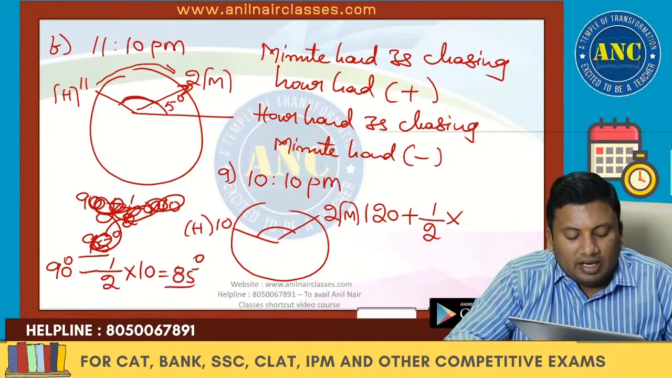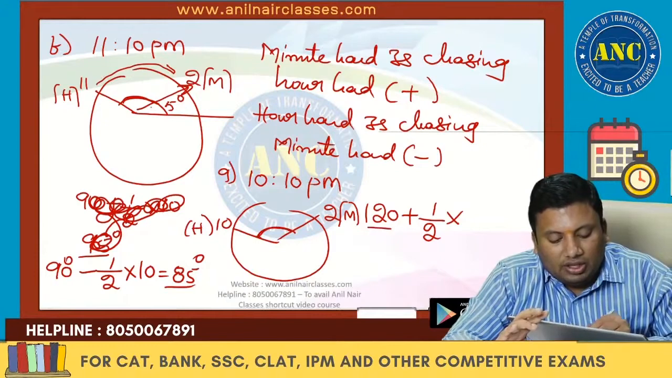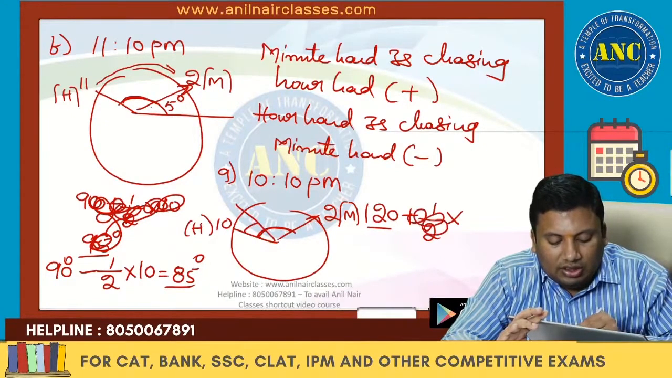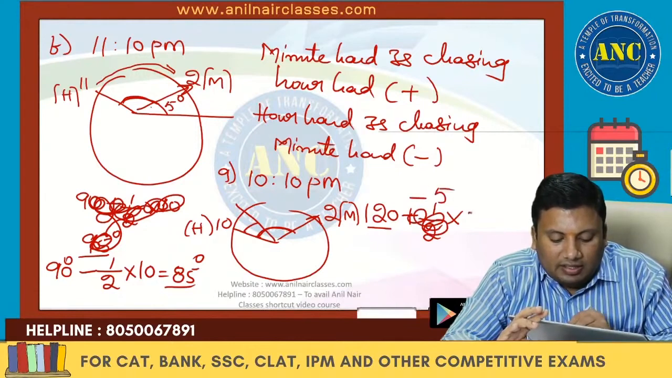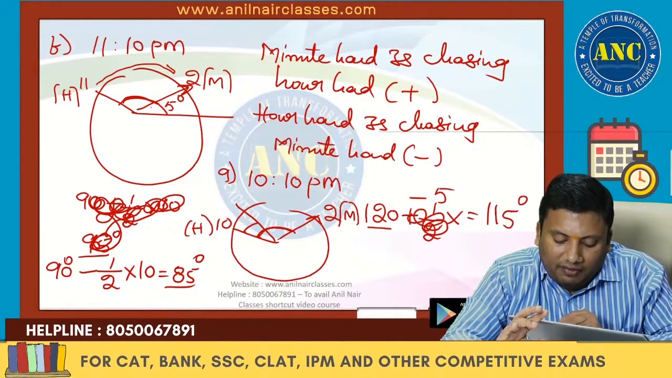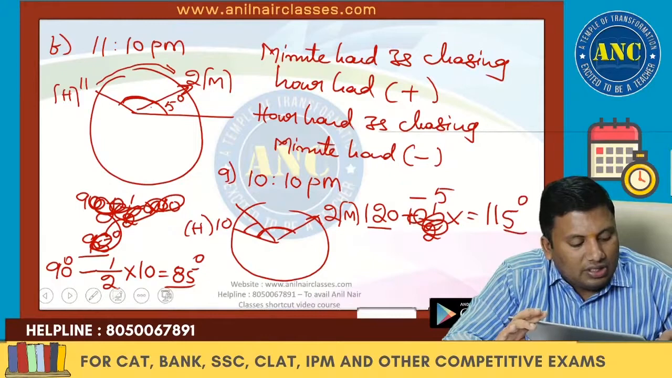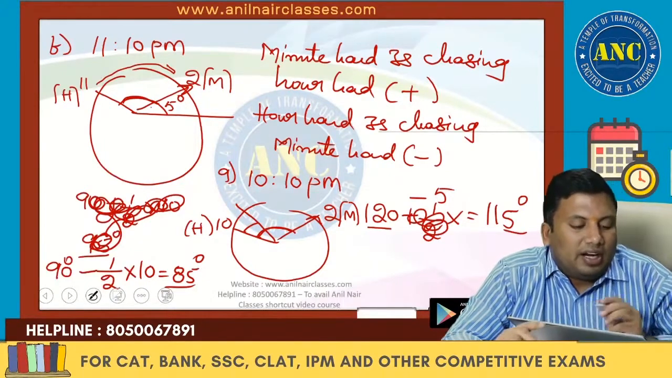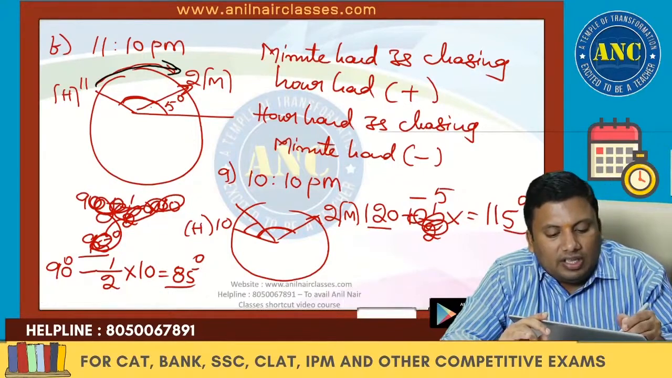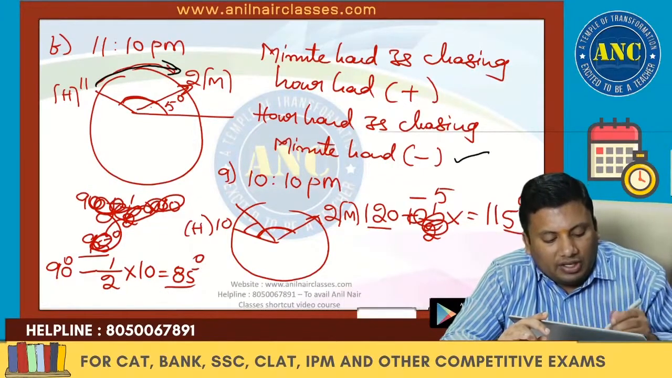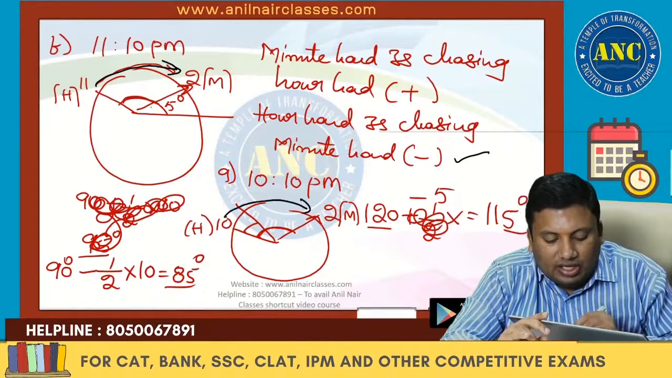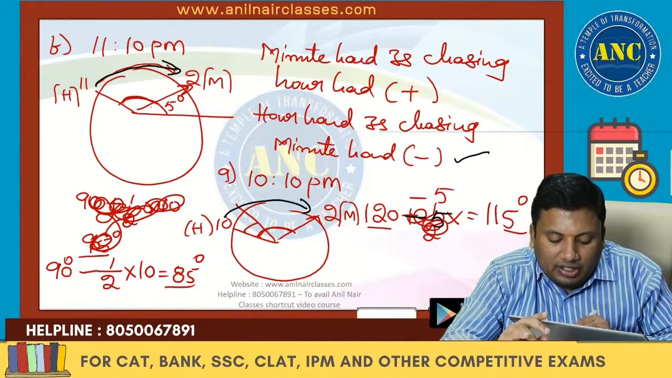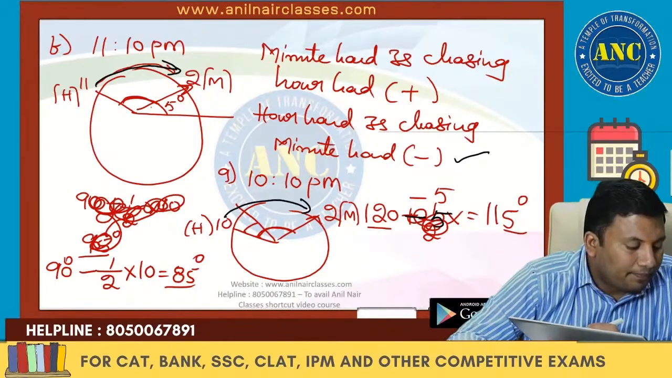I hope it is clear. 10 to 2, it is nothing but 120. If the minute hand is at 120, it is 120 minus 5, which is nothing but 115 degrees. Here I made a mistake of thinking that the minute hand is chasing the hour hand. No, here the hour hand is chasing the minute hand. So it is subtraction. I hope you got the idea.